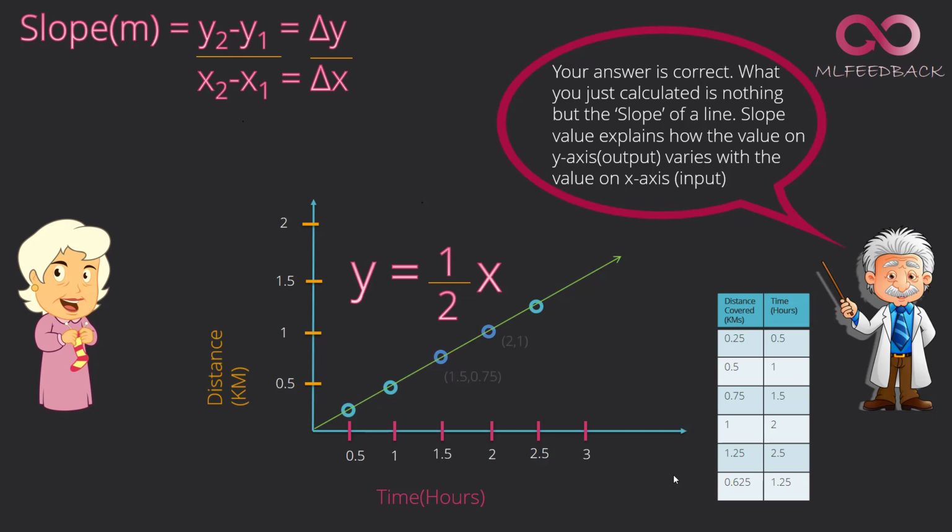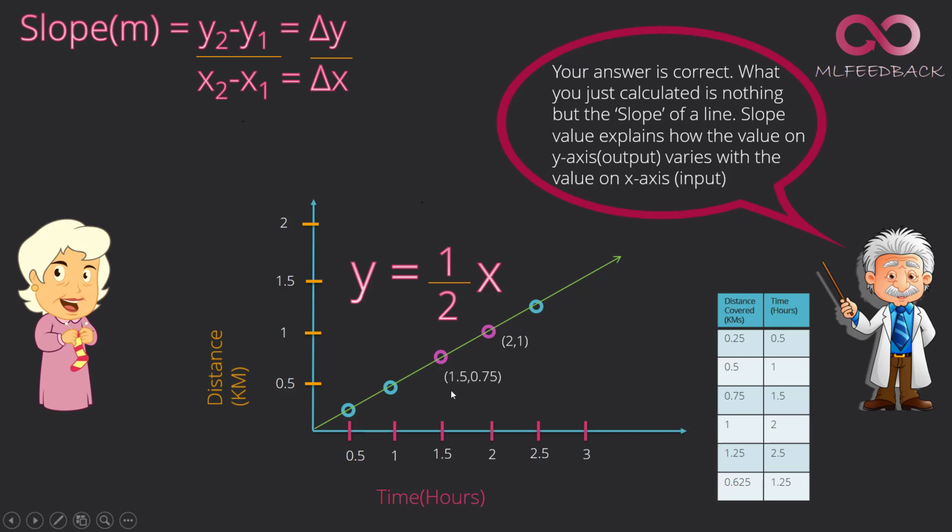Let us take an example. Take these 2 points. These 2 points are represented by these values. So this 2 represents the x-axis value, that is nothing but the time grandma has taken. And 1 represents nothing but the distance she has covered. And similarly, for this point, 1.5 is nothing but the time she has taken. 0.75 is nothing but the distance she has covered.